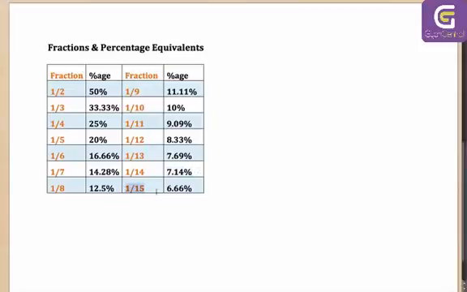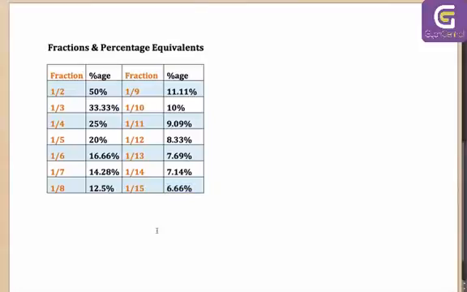1 by 15, well, there are plenty of ways of doing this. You have 1 by 5 as 20. One third of this is 6.66. You could have also done it as you have 1 by 3 as 33.33. You could have divided it by 5. Once again, would have led you to the same result as 6.66.